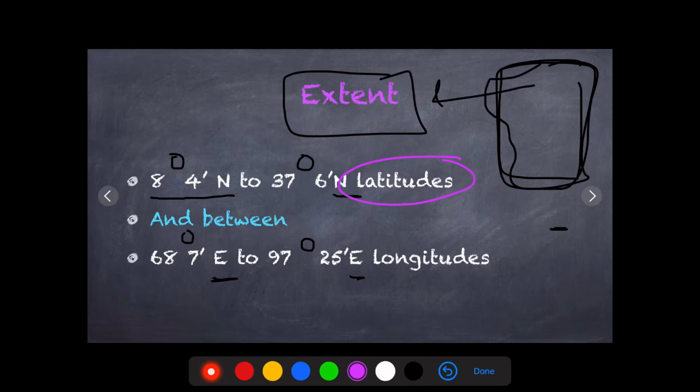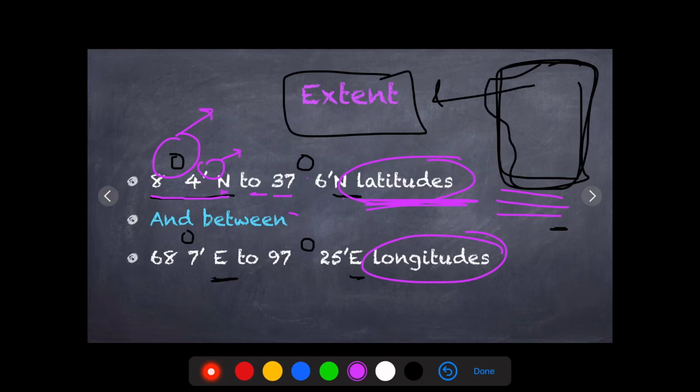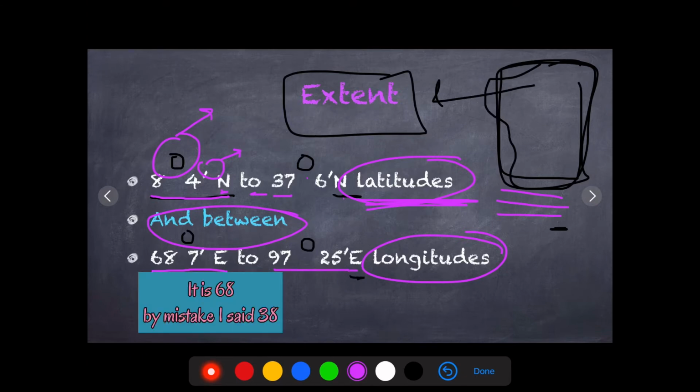And latitude and longitudes, now what are they? I'll show you in the figure, but just remember this: 8 degree 4 minutes, this is minutes, this is degree, north to 37 degree 6 minutes north in latitudinal wise, latitudes, horizontal lines, and between 68 degree 7 minutes east to 97 degree 25 minutes east in longitudes, the vertical lines. Now let us see.